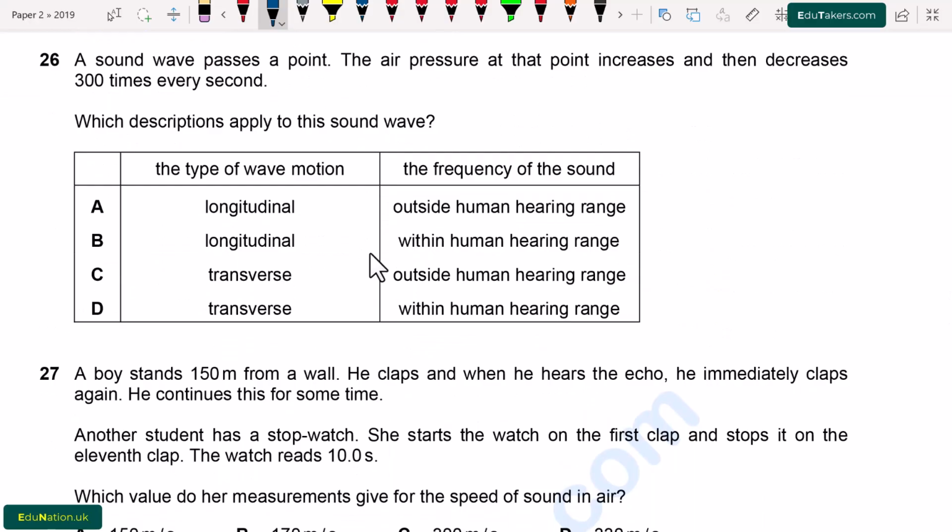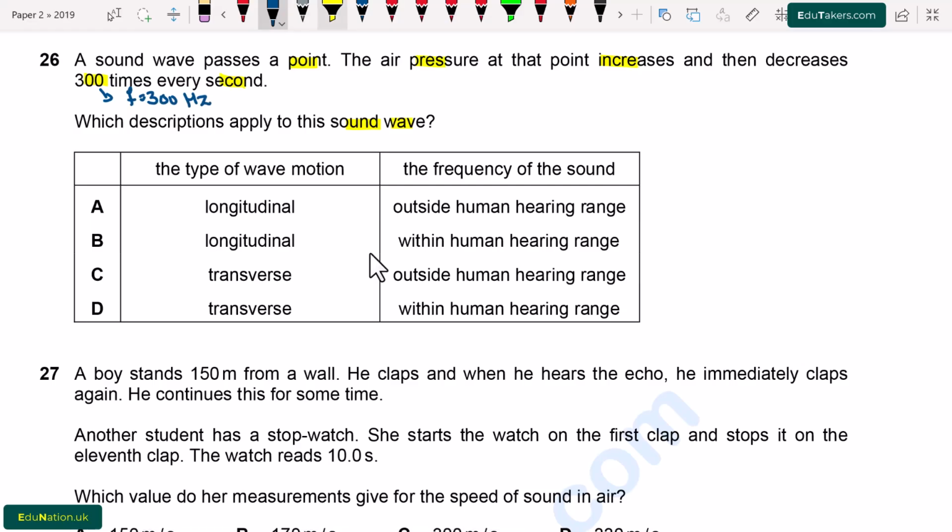Question number 26. A sound wave passes a point. The air pressure at that point increases and then decreases 300 times every second. Which description applies to this sound wave? So here the pressure increases and decreases 300 times every second. So this is basically the frequency, which is 300 Hz.